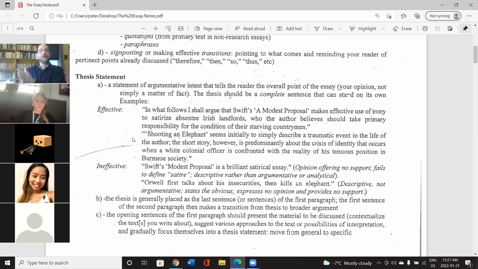So, just to reiterate, Shooting an Elephant seems initially to simply describe a traumatic event in the life of the author. The short story, however, and I like this because it's identifying this text as a particular genre, the short story, however, nice use of that, is predominantly about the crisis of identity that occurs when a white colonial officer is confronted with the reality of his tenuous position in Burmese society. So it's not simply about one event in the author's life, it's about something bigger than that.